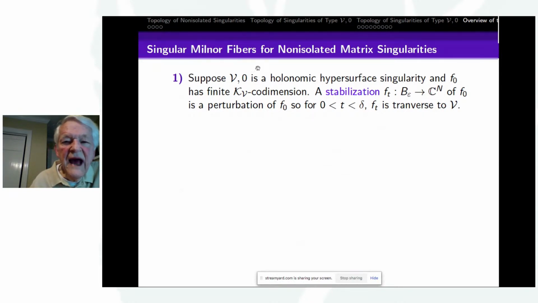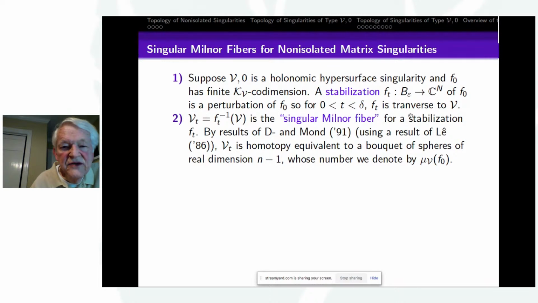So suppose we have, and let me do it for the hypersurface case, because I think Terry and Maria and Thais have talked a lot more about the M by P case. Suppose we have a hypersurface singularity, and it's holonomic, which I point out occurs in many situations. And suppose F0 has finite codimension. Then what you can do, you can stabilize this, you can deform it so that for t between 0 and delta, this is transverse to V. And this is because you can do it geometrically transverse, and therefore it's going to actually be algebraically transverse.